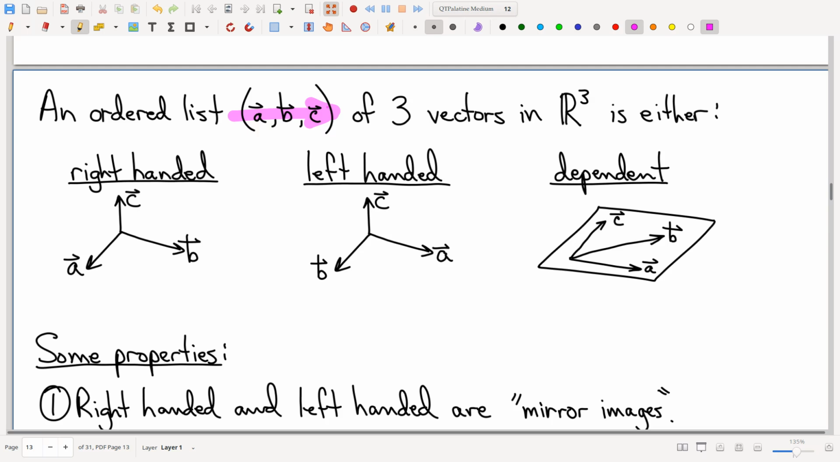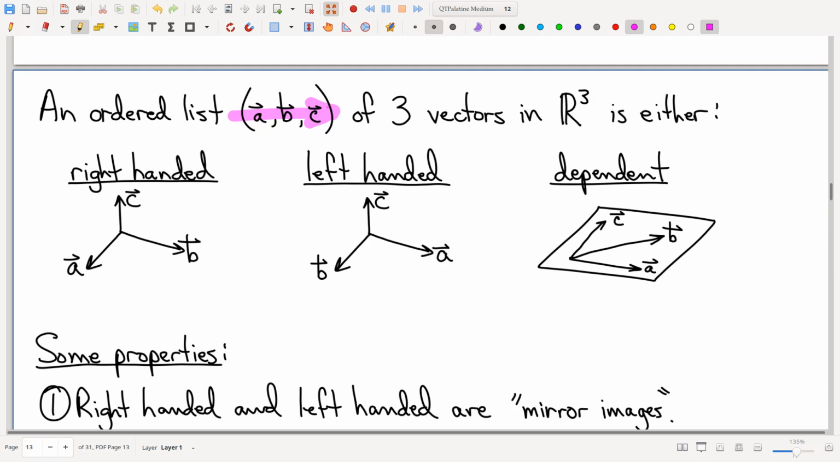This list of vectors right here, I've got A, B, C. A first, B second, C third. I can point my index finger in the direction of A. I can point my middle finger in the direction of B. And sure enough, my thumb is pointing pretty much in the same direction as C. I'm going to call this a right-hand ordering.